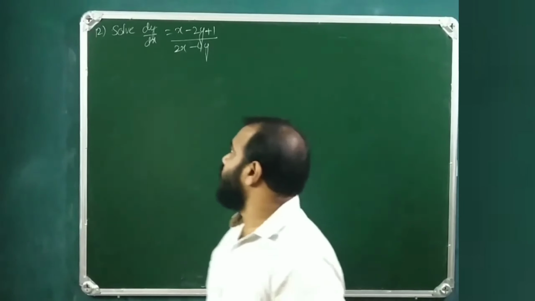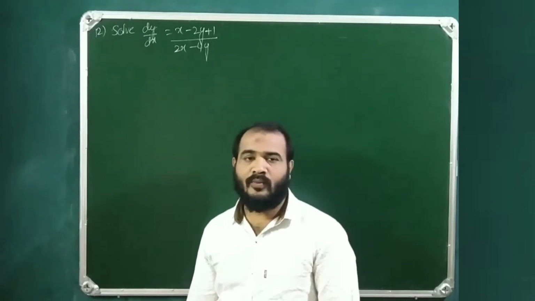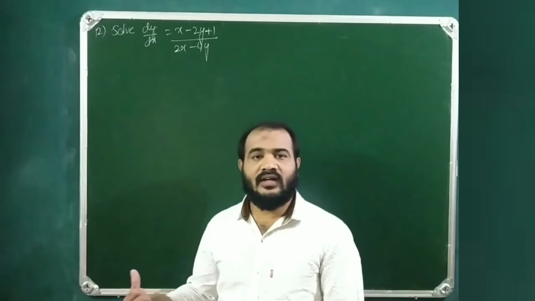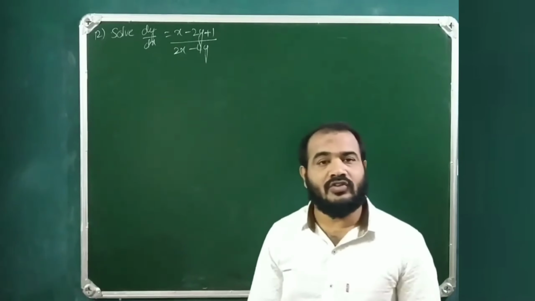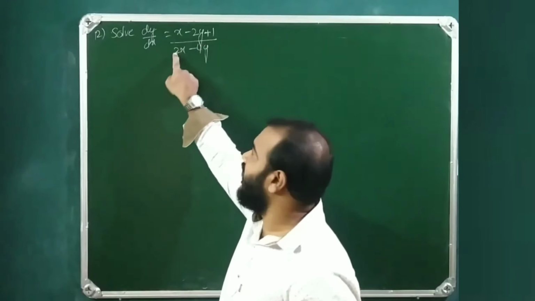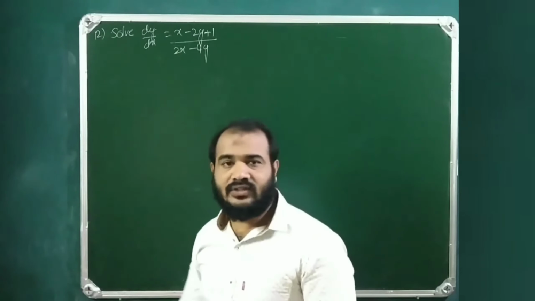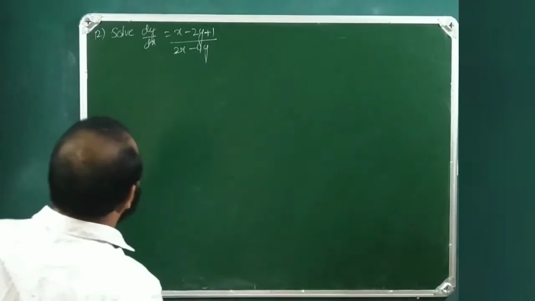Solve dy by dx equals x minus 2y plus 1 by 2x minus 4y. You may assume that a non-homogeneous differential equation is of the form dy by dx equals ax plus by plus c by a dash x plus b dash y plus c dash.